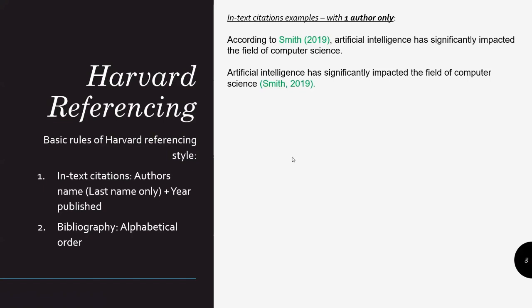Have you noticed the difference? In the first sentence, as you can see, it is only the year of publication that is in between brackets. Why is it that way? It's because the source of information has been written in between the sentence. So for example, if I read the sentence, it would be according to the author's name, surname. So you open brackets, you put the year, and you close brackets and you continue the sentence.